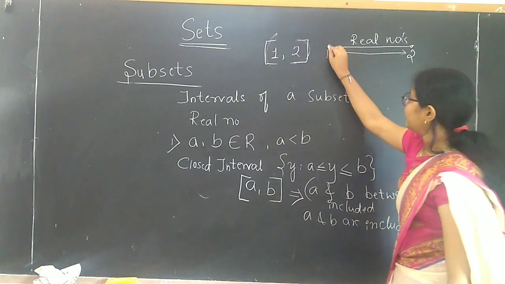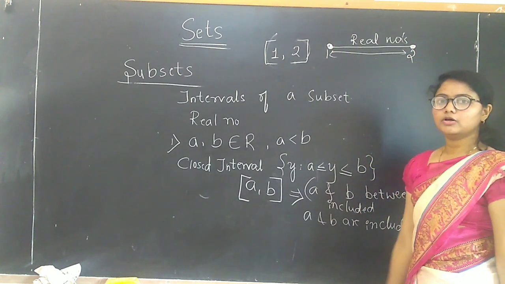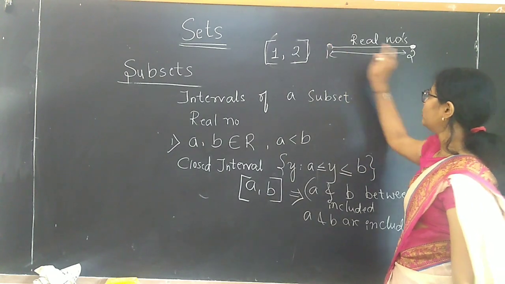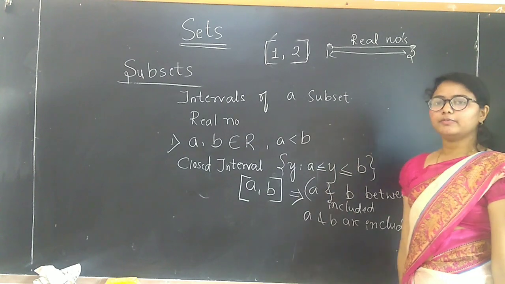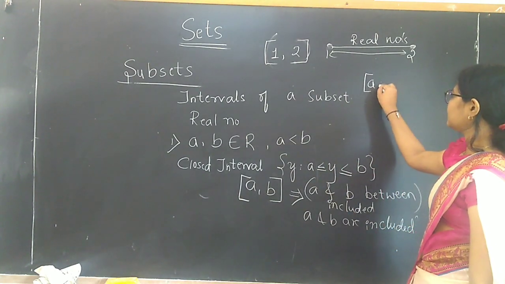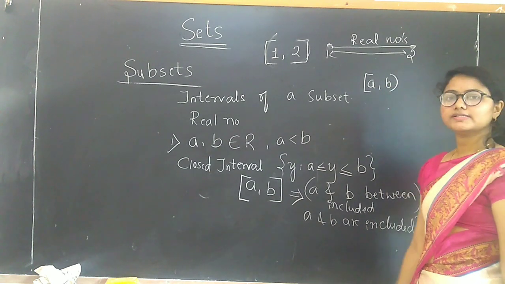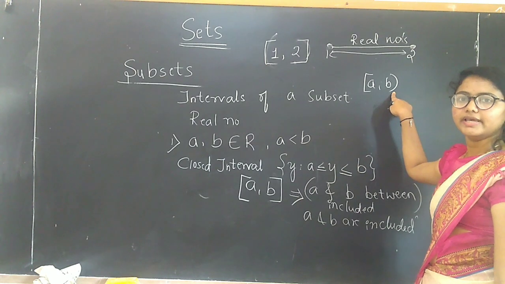Okay, so even including 1 and 2. This is closed interval. Open interval means 1 and 2 are not included. Clear? In this you can write different types, semi-open, semi-closed. Okay, if I write like this, (A, B], what does this imply?